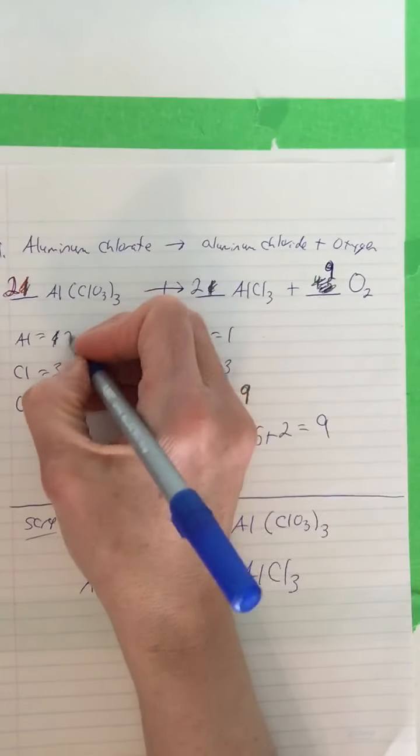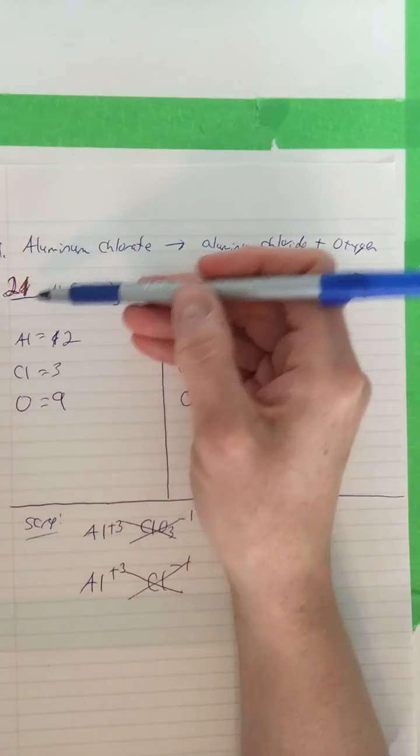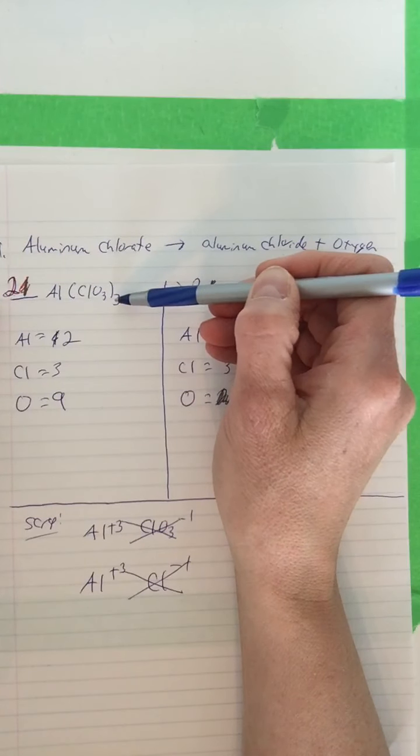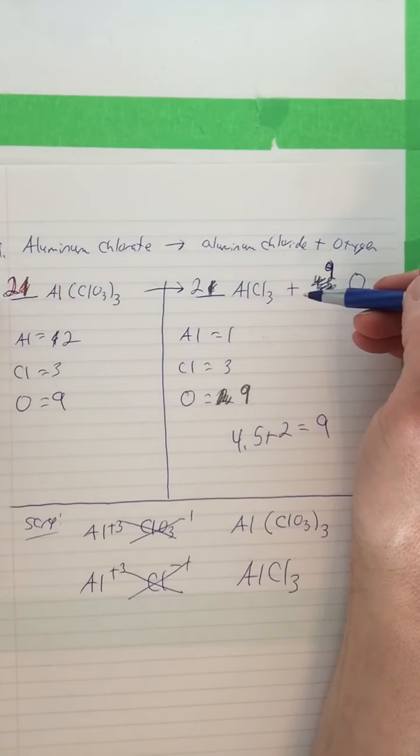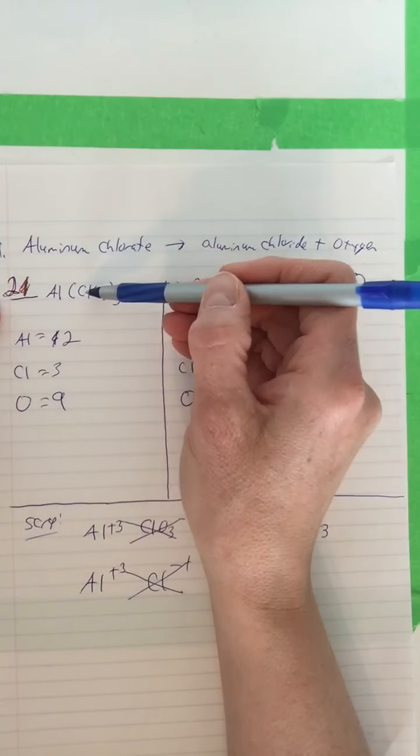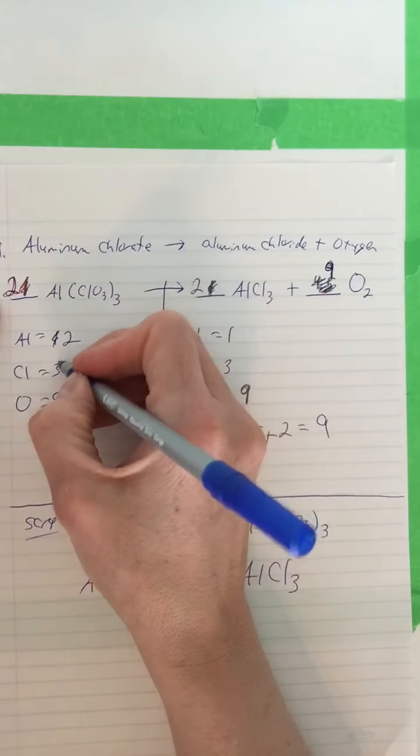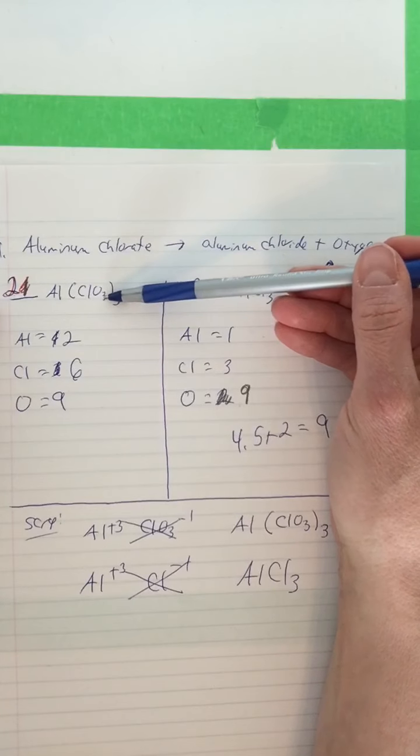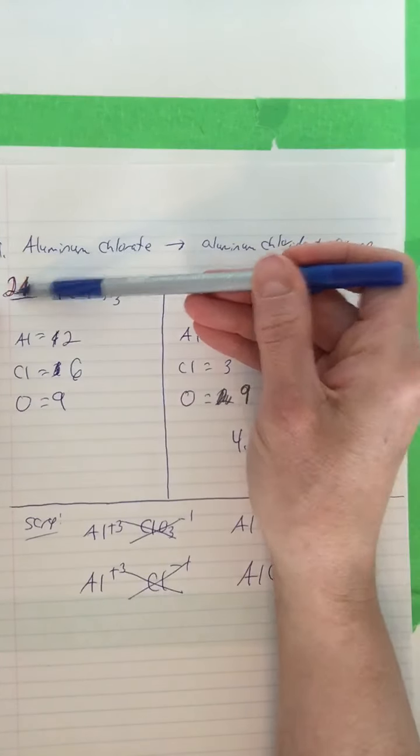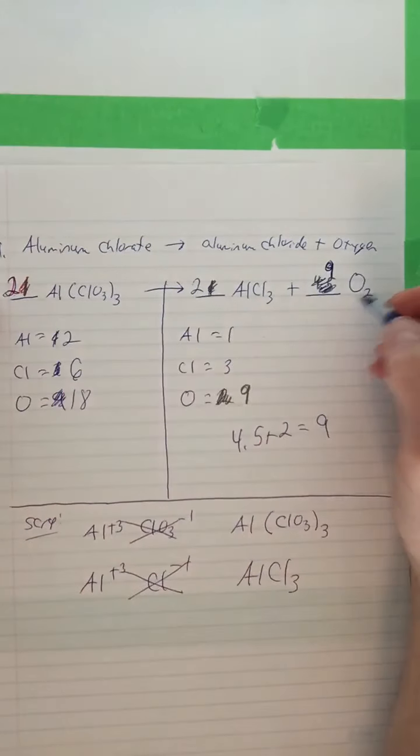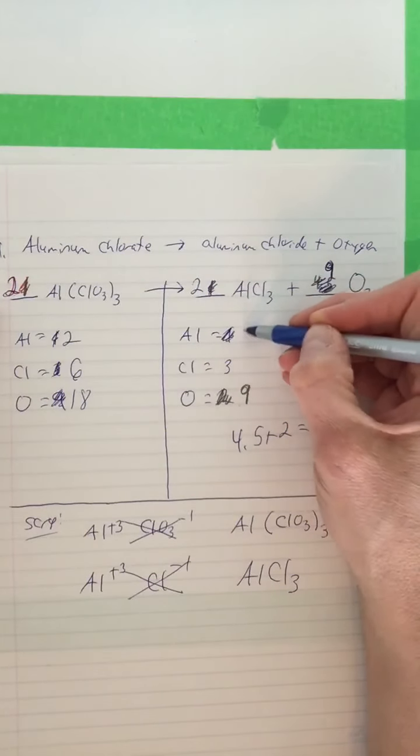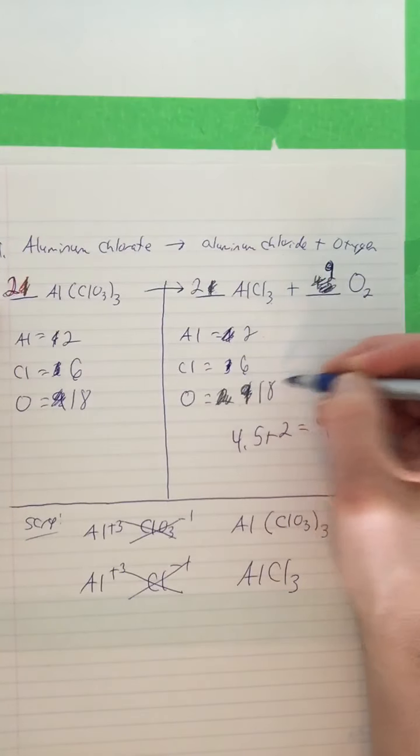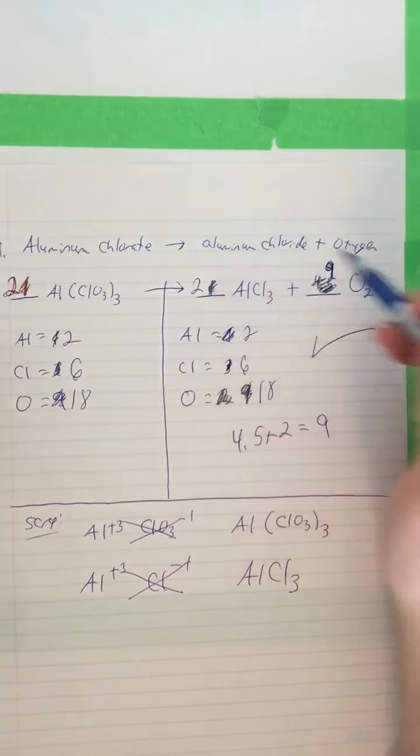So let's go through and fix these ones. I've got 2 aluminum. I've got, how many chlorine do I have? 2 times 3, right? Can you guys see that? 2 out front, and there was 3 of them. 2 times 3, so I have 6. How many oxygen do I have? Well, 3 times 3 is 9. I had 9 times 2. I have 18 now. And on this side, I've got 2 aluminum. 2 times 3, I've got 6 chlorine. 2 times 9, I've got 18 oxygen. Now I'm balanced.